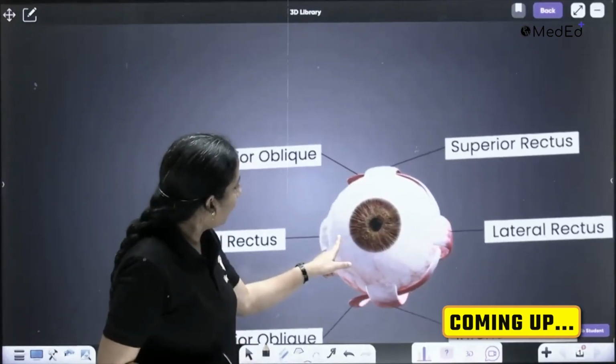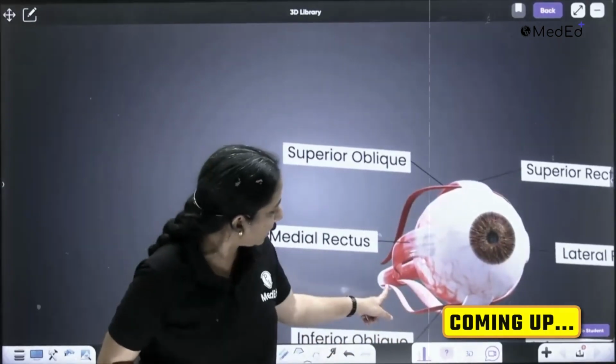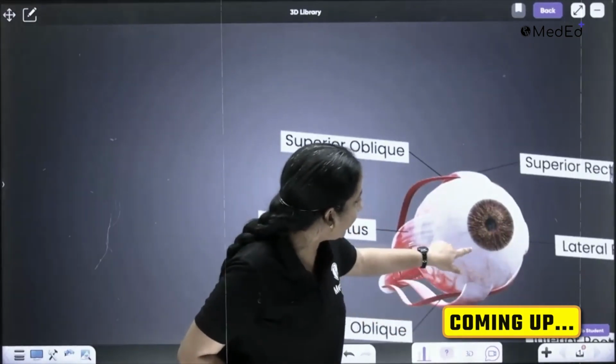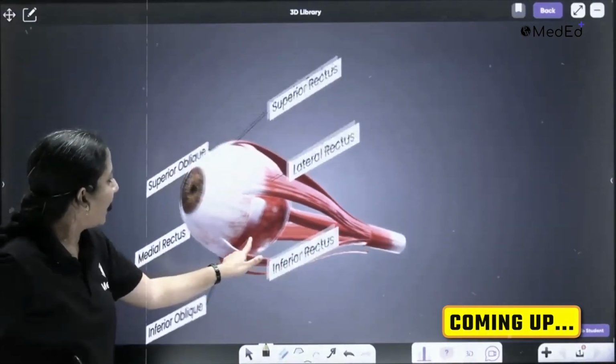So the inferior oblique arises from the floor of the orbit. You can see this is your IO, it is arising from the floor of the orbit, and ultimately it is also getting inserted on the lateral side, very close to the lateral rectus.